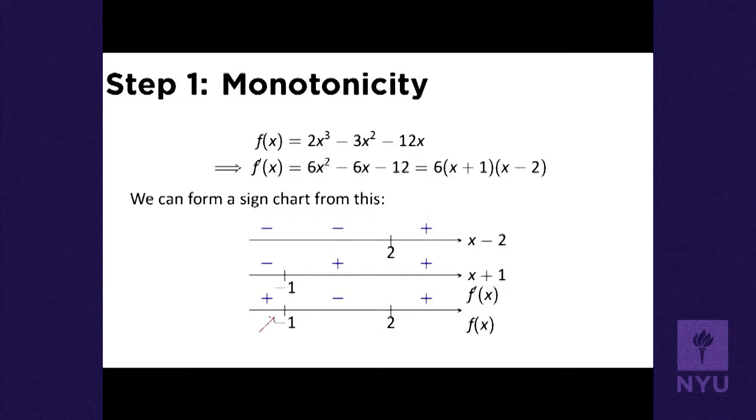And so because the derivative has those signs, we know that the function is increasing from negative infinity up to -1. It's decreasing between -1 and 2, and then it's increasing from 2 to infinity.